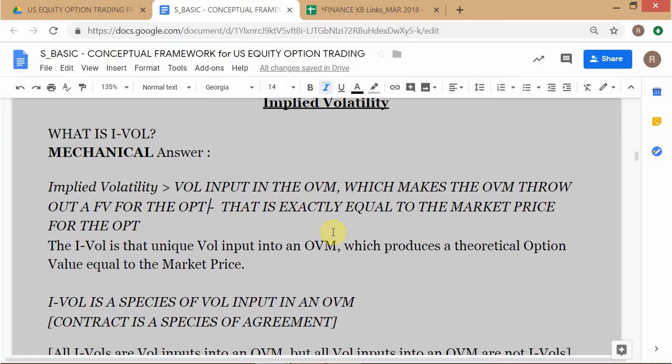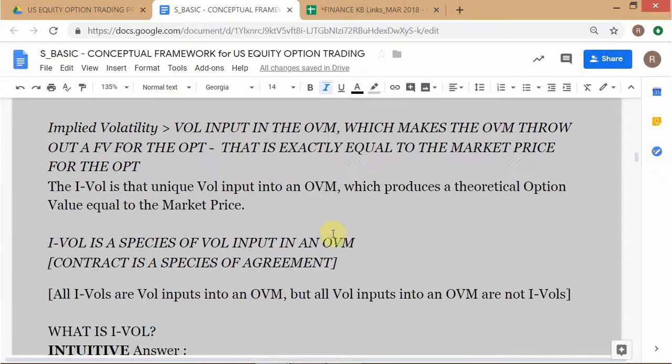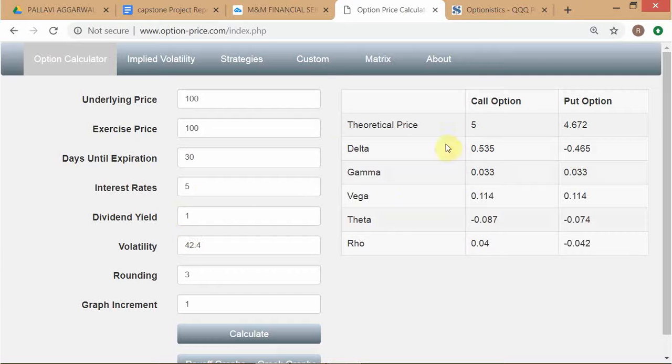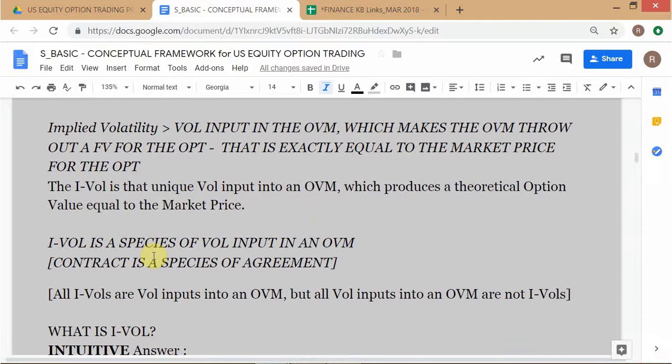Okay, is this clear? That's why I have made you repeat that logic, so that you know how to use the language properly. I vol is a species of vol input into an OVM. You saw that we were throwing in various vol inputs, and for each vol input the OVM was giving me an output. But those outputs were not equal to the market price. But those are still valid OVM outputs. So that's why I say that I vol is a species of vol input into an OVM.